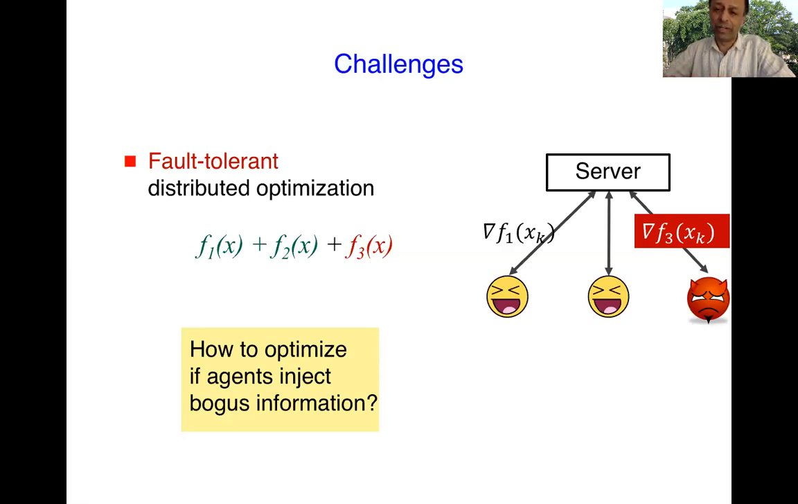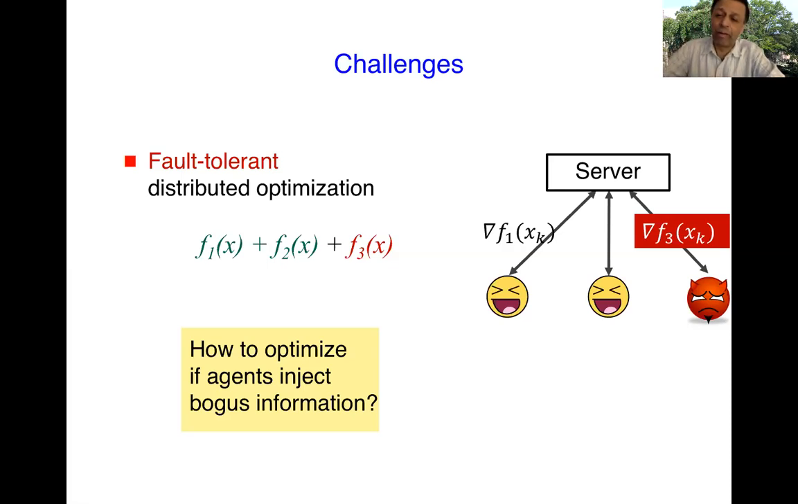But if we want to achieve security, then we have to allow for some of these agents to be compromised or faulty and provide essentially bad or incorrect information to the server. In this case, it would be a bad gradient. So in this example, the red agent, number 3, is a bad agent or a faulty agent or a compromised agent.